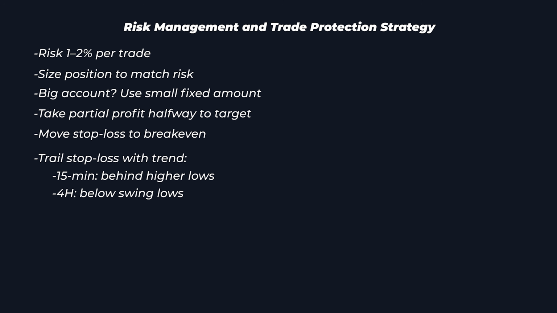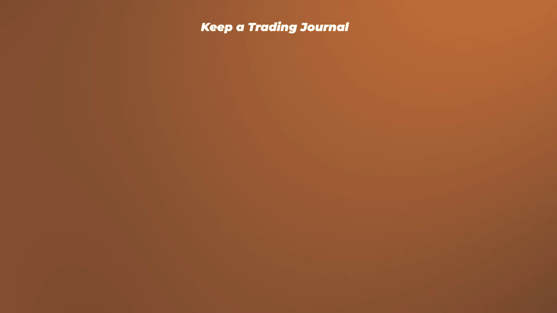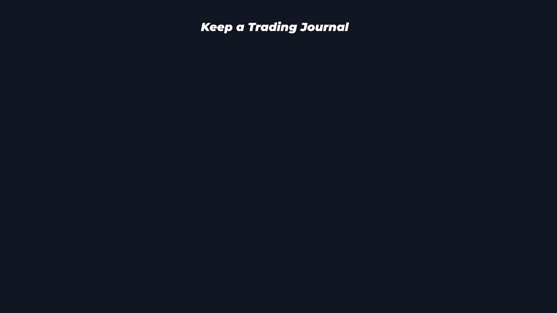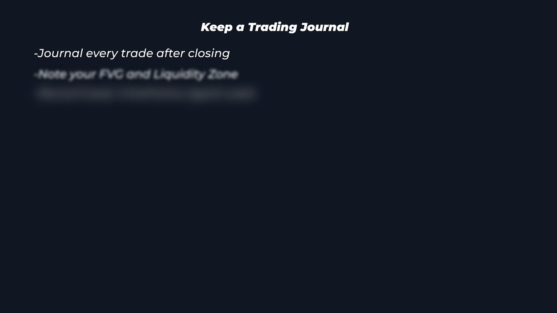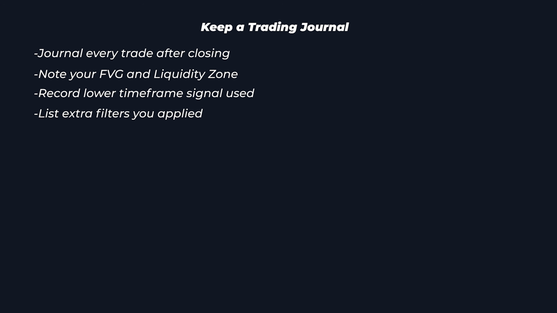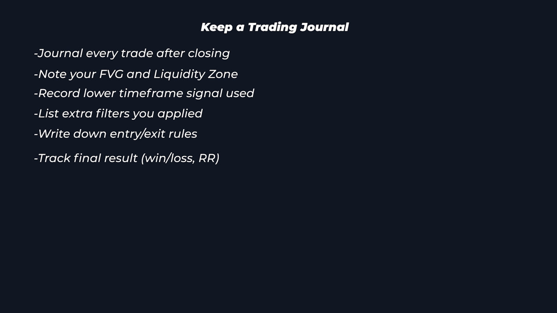If price suddenly reverses and closes back deeply into your confluence zone, you may choose to exit early to protect your gains. Finally, keep a trading journal. After you close each trade, write down where you marked your fair value gap and liquidity zone, which lower time frame signal you used, what extra filters you applied, your entry and exit rules, and the final outcome. Over time, you will see patterns in which setups perform best and which conditions lead to losses. Use that data to refine your plan and become a more consistent trader.